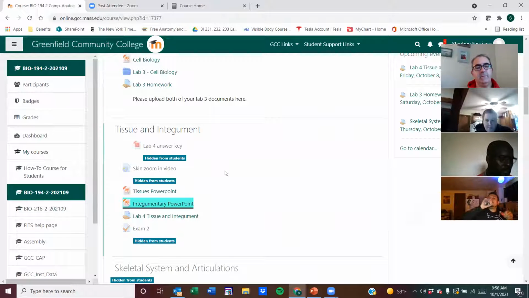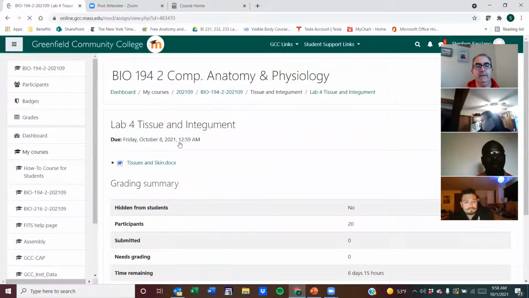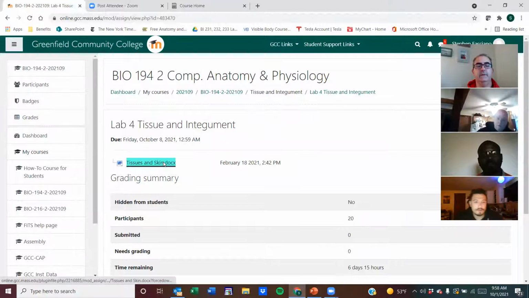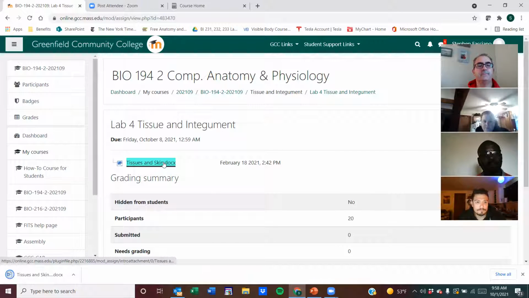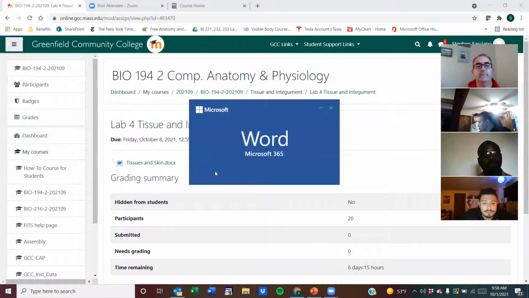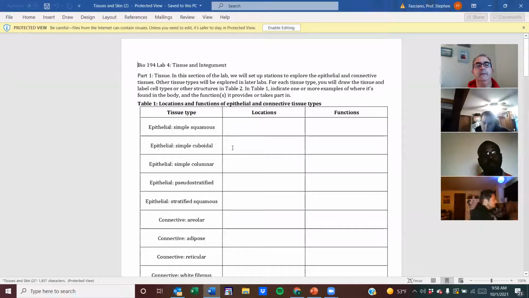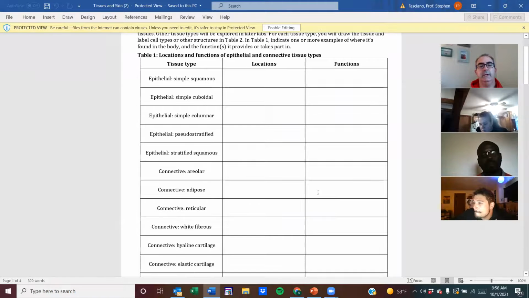Okay. So that's pretty much it for the skin. Now, what I did for the lab was I did post an assignment here. It's just a Word document. It starts with the tissue types. It names the tissue type, and you have to give me an example of a location where you would find that and a function of it, right? So like simple squamous, we would find in the lungs, and the function is to allow oxygen to diffuse across that layer, right?